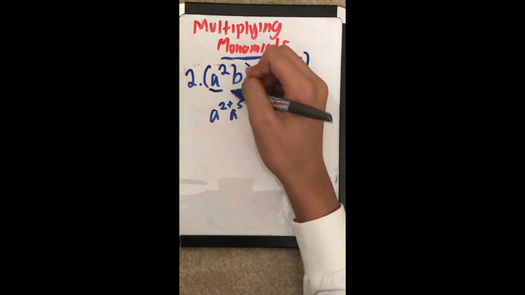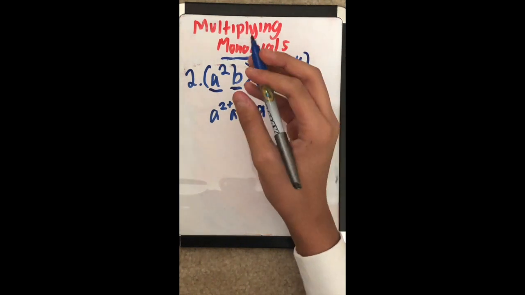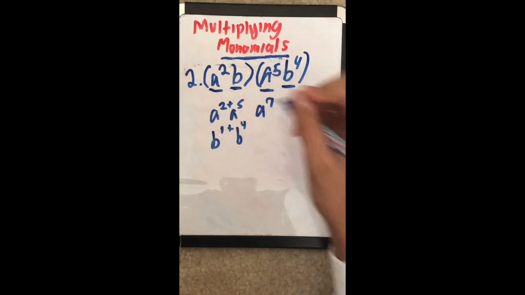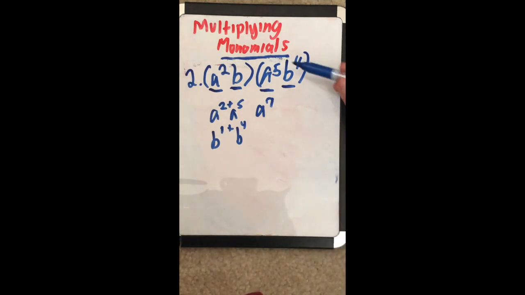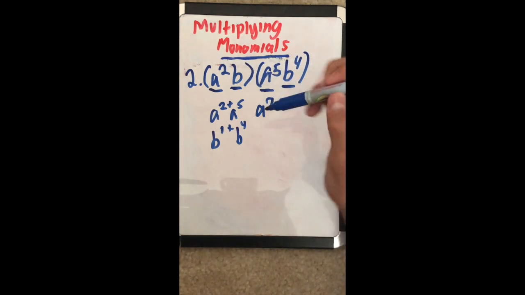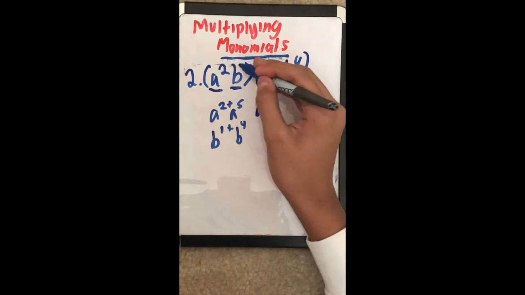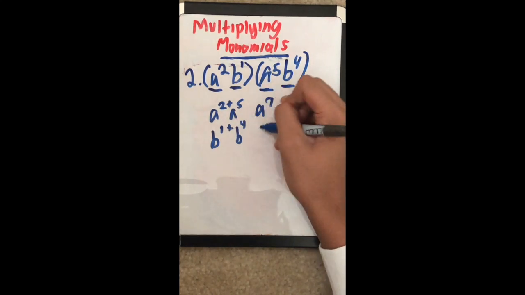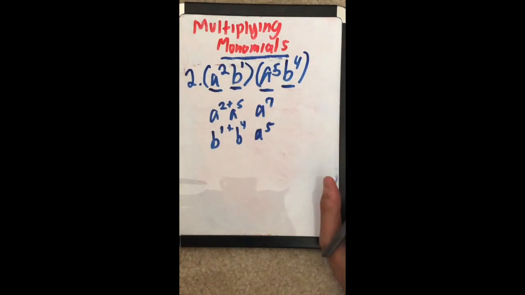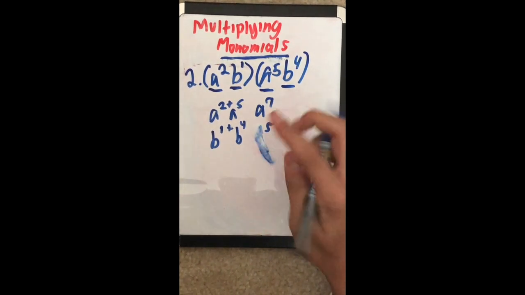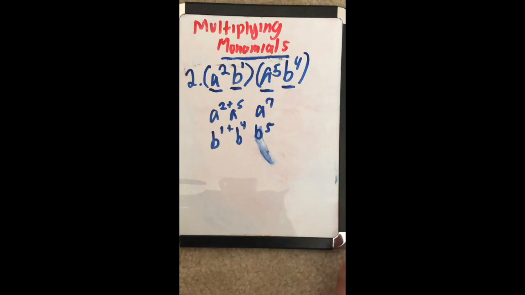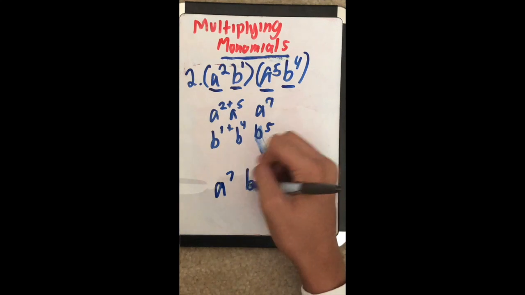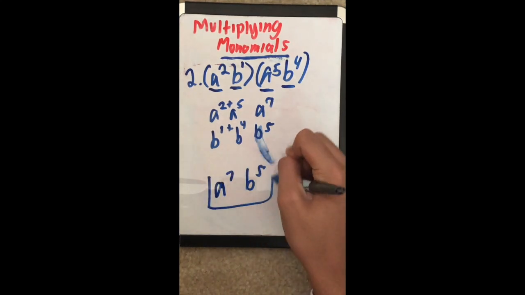So now we have to do the b's. So b and b. We're going to have b to the 1 plus b to the 4. The reason why I put 1 again is because b has no exponent, and when it has no exponent, it automatically has a 1. And 1 plus 4 is 5. So b to the 5, my mistake. Now we know the answer for both, so we can just put it in order, just like normal: a to the 7, b to the 5. Just like I told you, very easy.